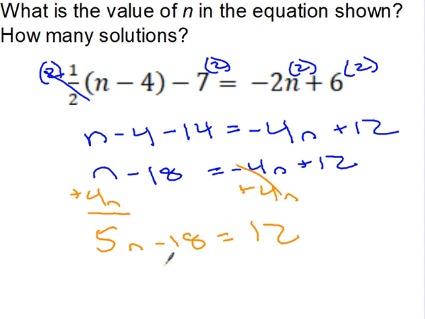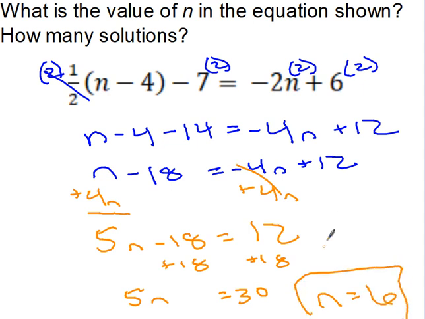So 5n minus 18 equals 12. Add 18 to both sides. 5n equals 30, and I get n equals 6. So again, we still only have one solution. This n equals 6 is the only solution. If I plug in n equals 6, it's the only thing that would make the left side and the right side equal to each other.